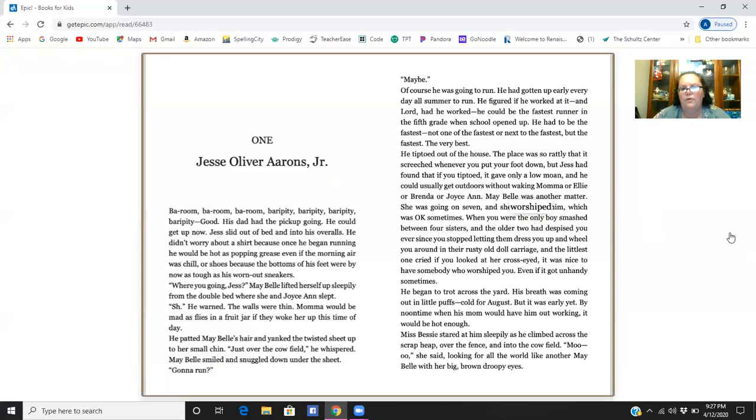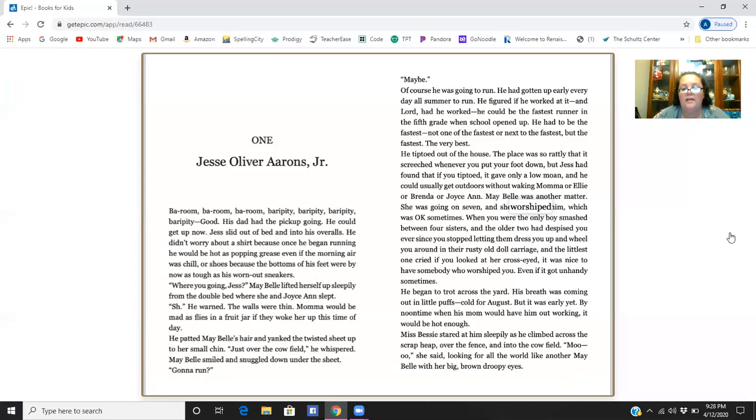Maybe. Of course he was going to run. He had gotten up early every day all summer to run. He figured if he worked at it, and Lord had he worked, he could be the fastest runner in the 5th grade when school opened up. He had to be the fastest. Not one of the fastest or next to the fastest, but the fastest, the very best.